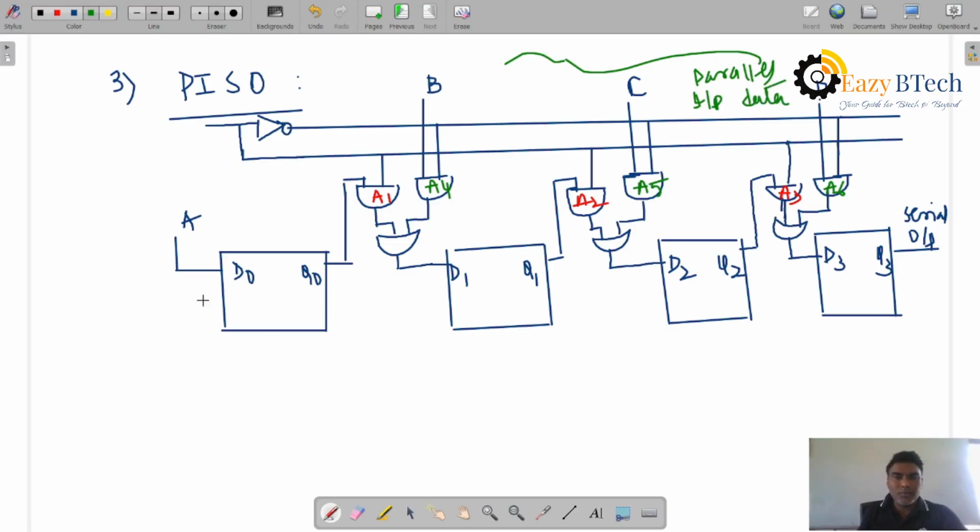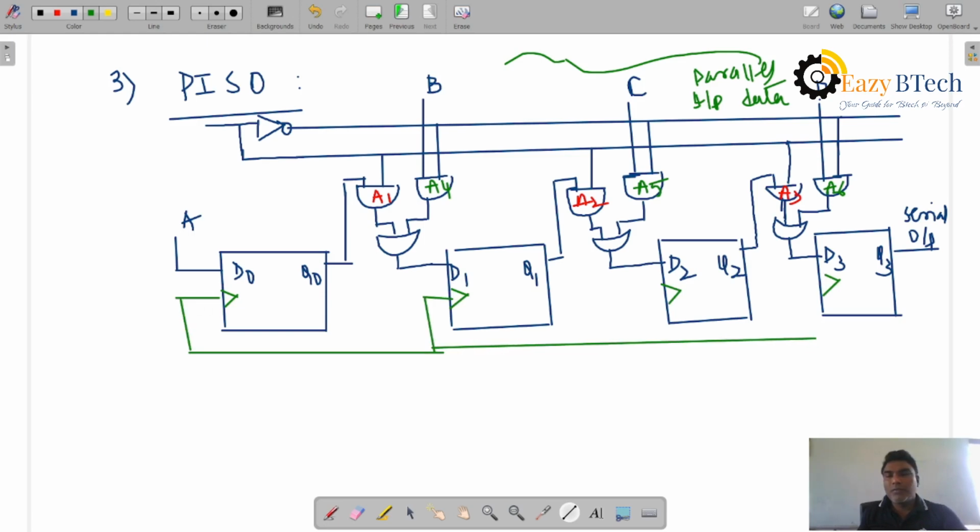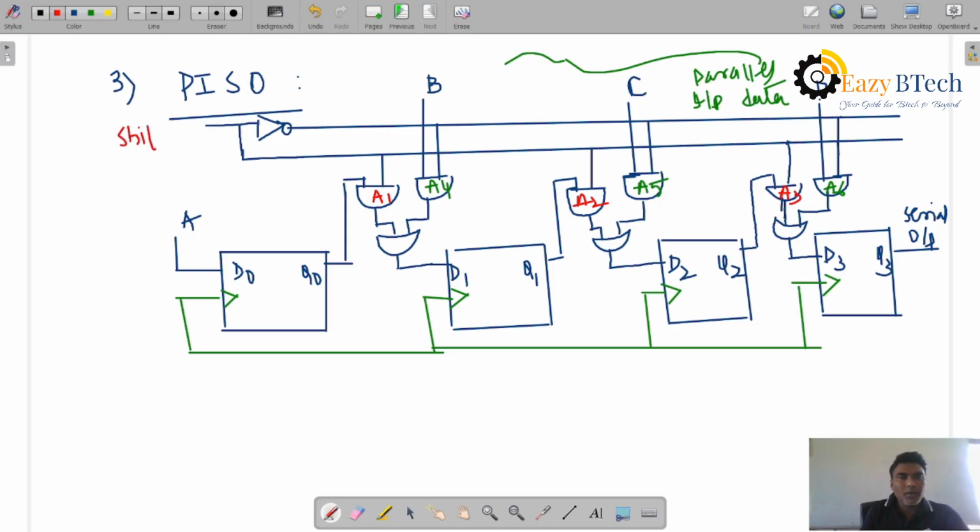Serial output data. Every time we are applying the clock pulse. Let me show the clock pulse over here. You can see this one. Every clock pulse that is applied, the data will be processed. The first one is shift load bar. Shift load bar we are applying.